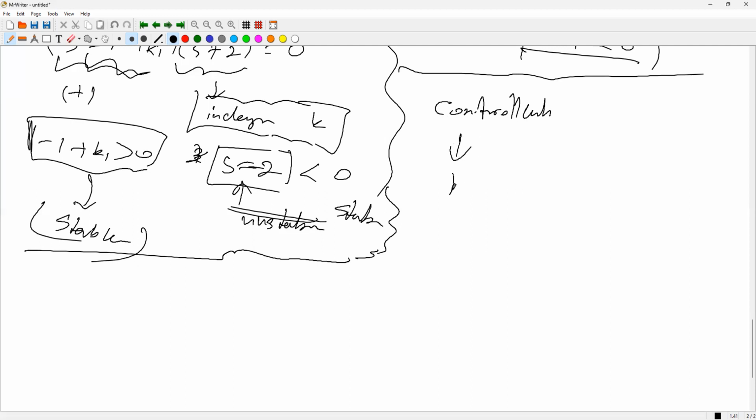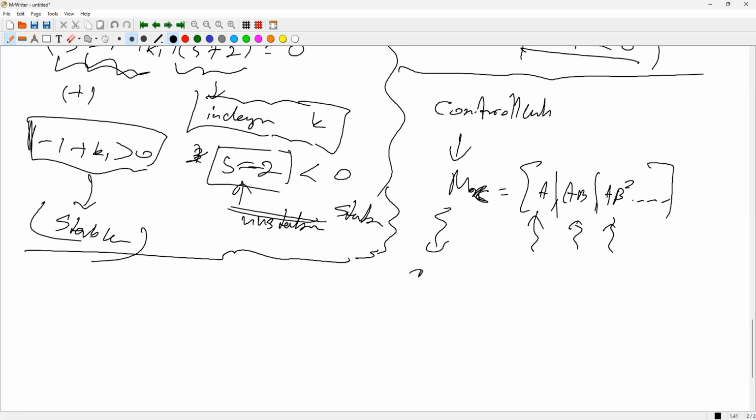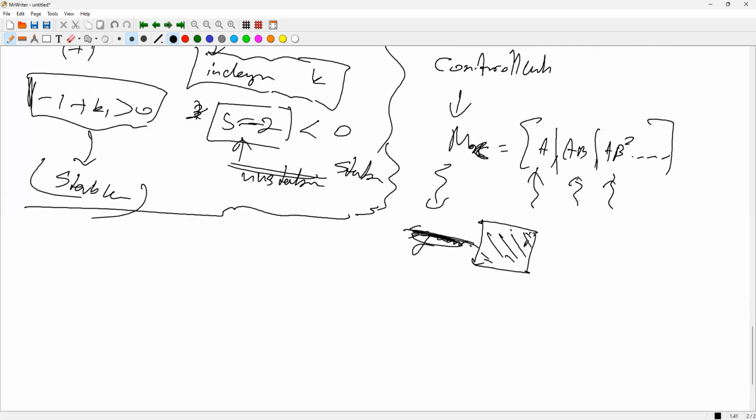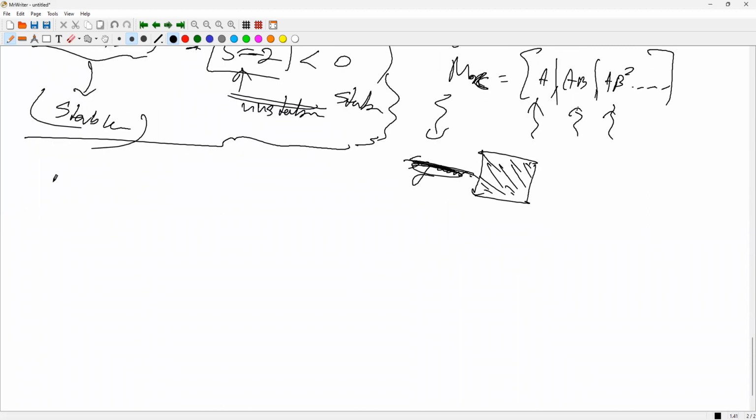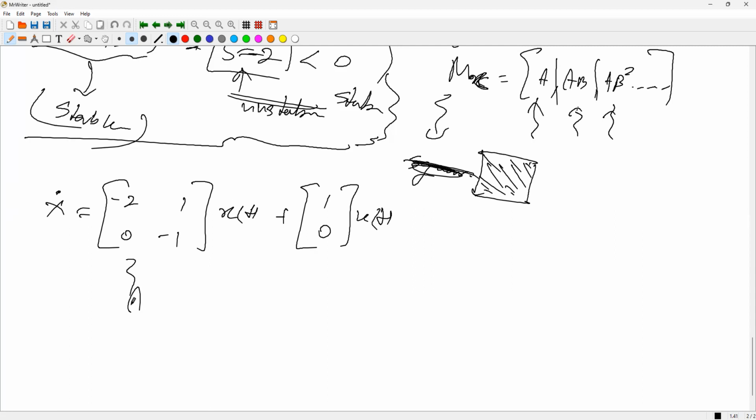Using the controllability matrix, MC. MC is given as B, AB, A square B. This is the first column, this is the second column, third column. Because M should be a square matrix, so, not the square, this is a rectangular matrix. Sorry, this should be rectangular. We can find MC using A and B. We know the system: x dot equals 1, 0, minus 1 times x(t) plus 1, 0 times u(t). This is our A, this is our B.